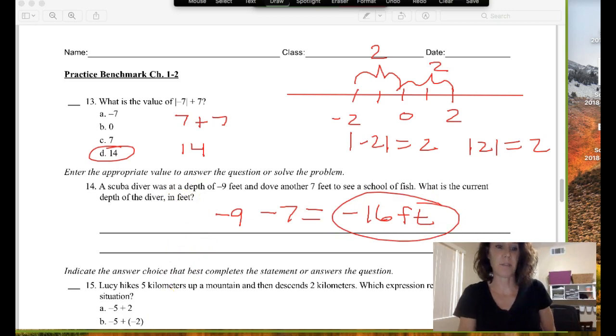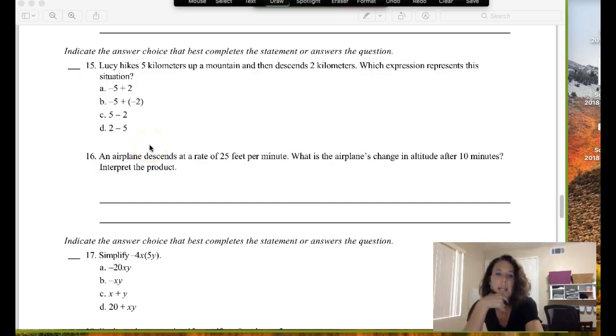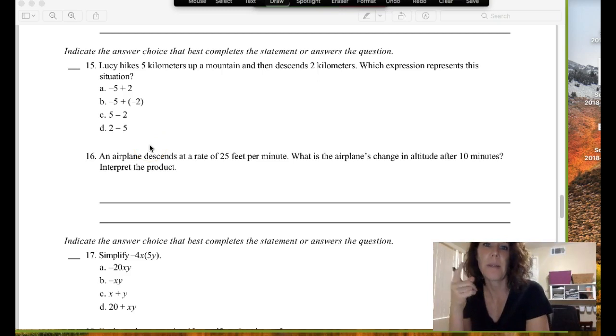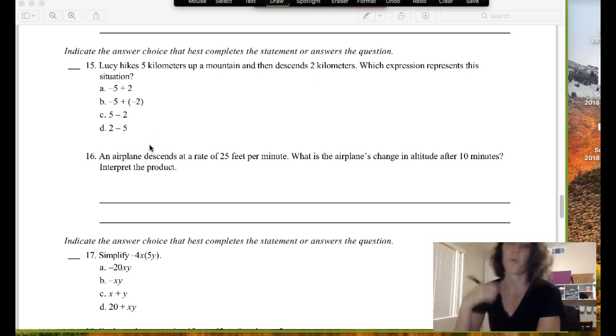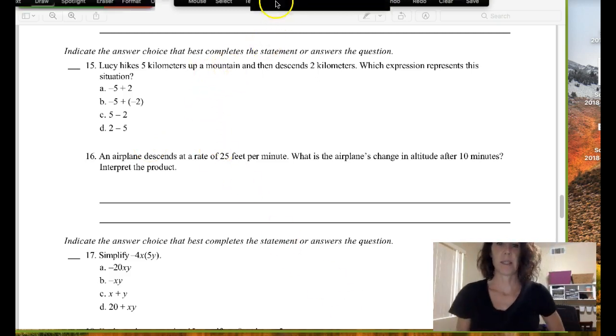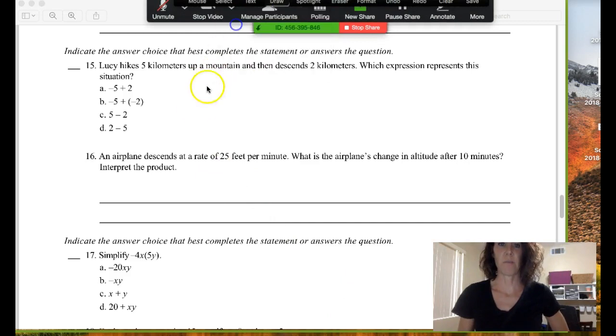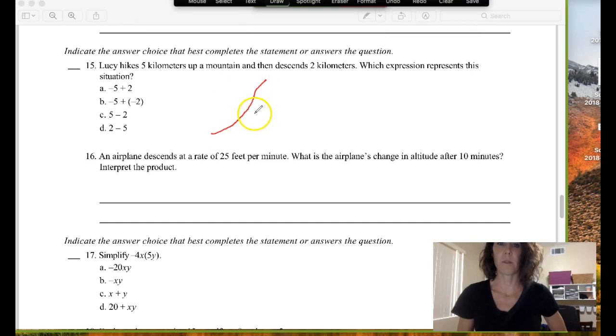Down 16 feet. Lucy hikes 5 kilometers up a mountain and then descends 2 kilometers. Which expression represents this situation? Well, if Lucy hikes 5 kilometers up the mountain, that's plus 5 kilometers, and then descends 2 kilometers. Which expression represents this? Well, I'm going to go up 5. Which one is that? There it is, +5, and then subtract off 2.